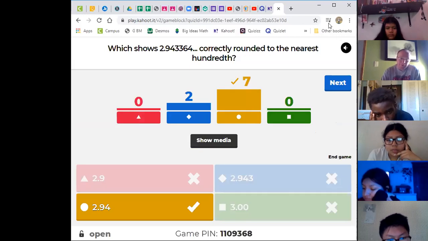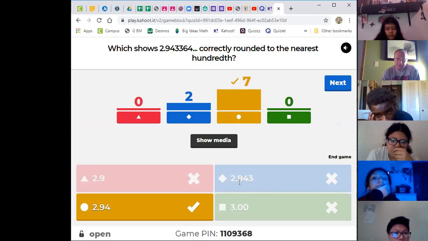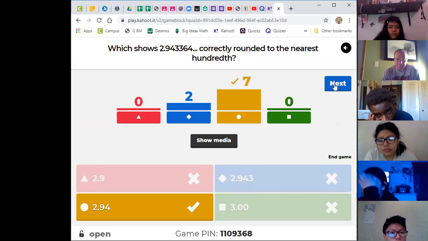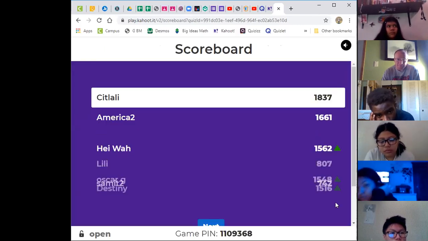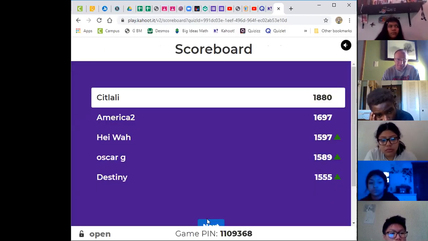Nearest hundredth. Hundredth is, of course, 2 decimal places. So at the 4, and then we look at the 3, that's smaller than 5, so we throw away that stuff. The blue one would be the nearest thousandth: tenths, hundredths, thousandths. All right.